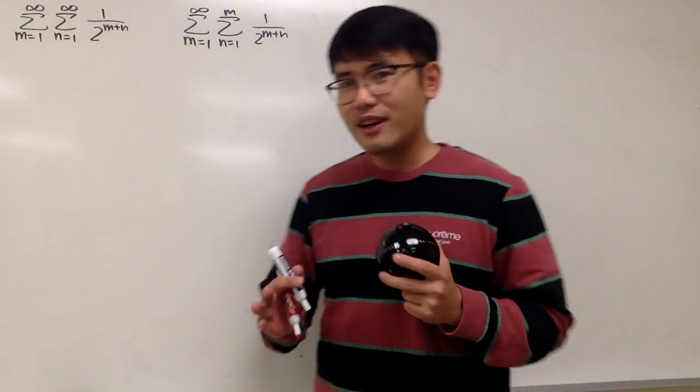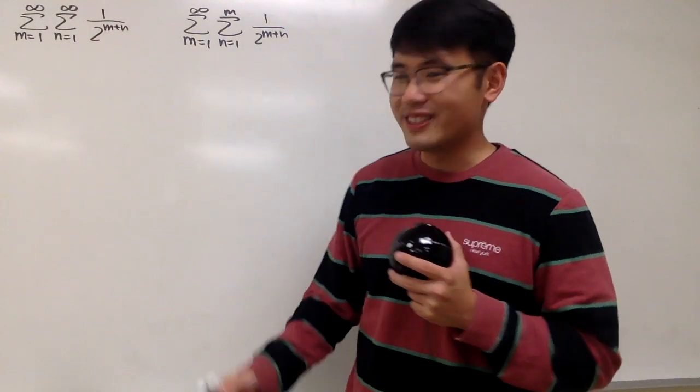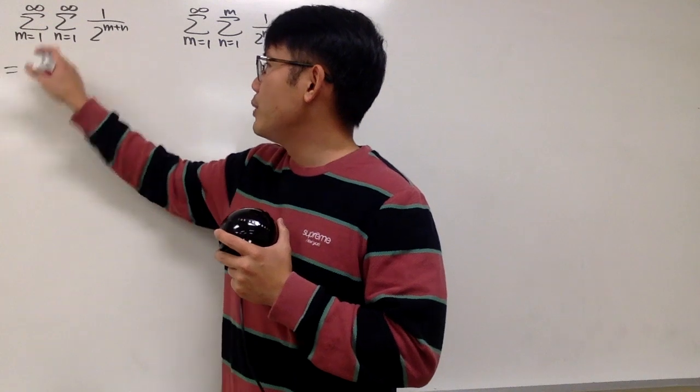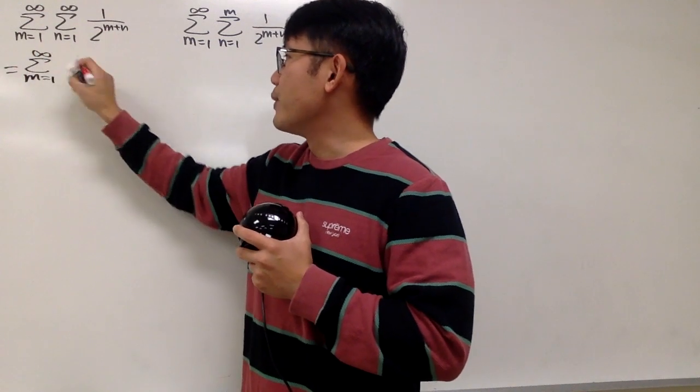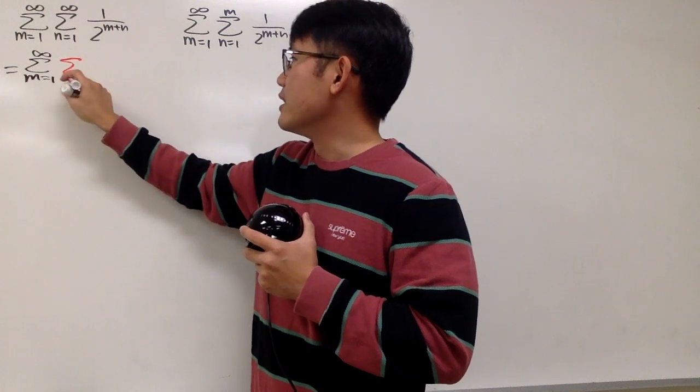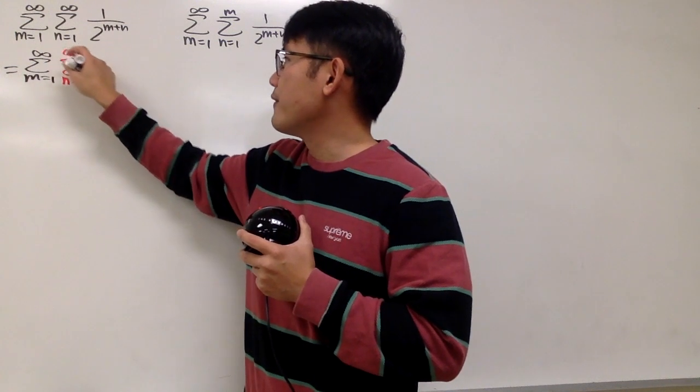Okay, hopefully you guys all have a chance to try it. Let's do this one first. This is not that bad at all. Let me write this down again. The sum as m goes from 1 to infinity. And for this, I will put this down in red. The sum as n goes from 1 to infinity.